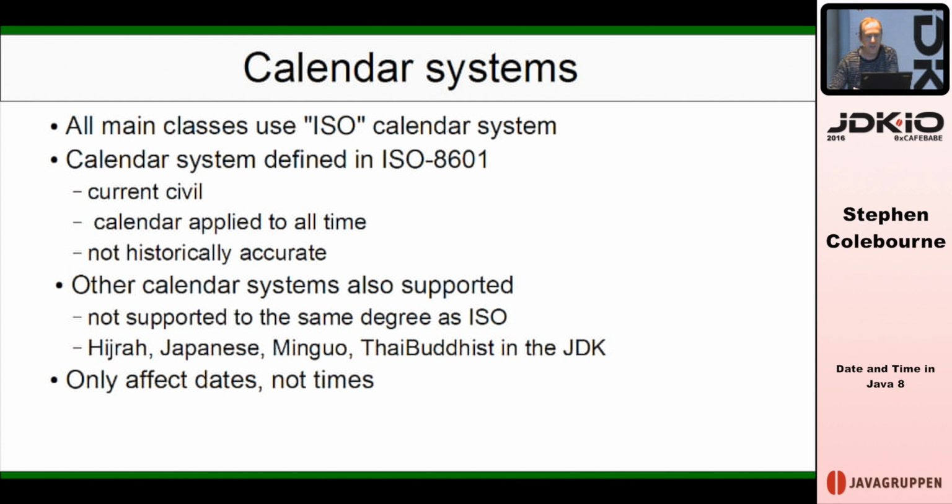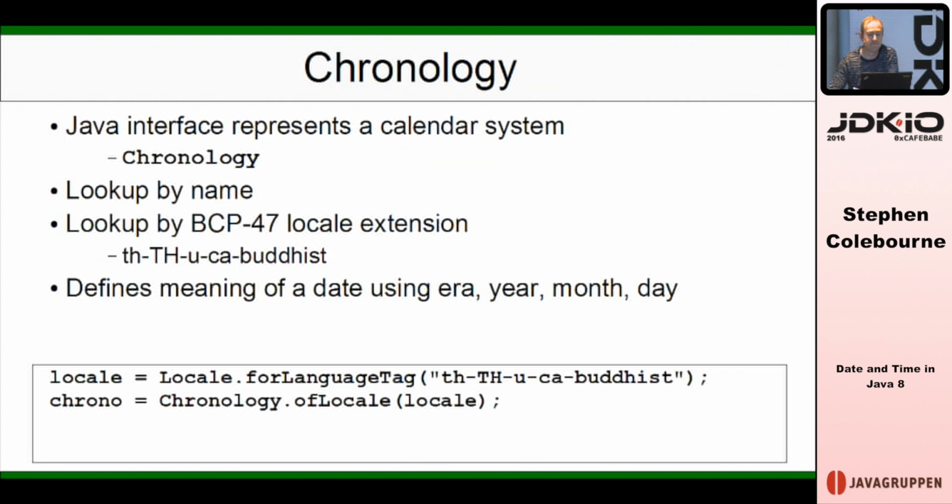So calendar systems only affect dates and not times. If you actually go and look at the rules of calendar systems, they often say a day starts at sunrise or a day starts at sunset. Now, we do not model that at all in JSR 310. We always say days are from midnight to midnight, and it's up to you to sort out the dates.